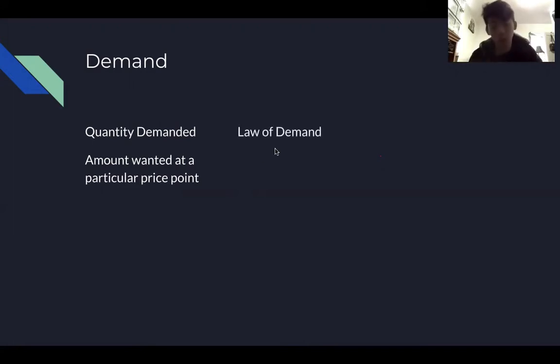Then we have something called the law of demand. The law of demand is actually a pretty simple concept. It describes the shape of how the demand curve is formed from this quantity demanded. It just generally is, as the price goes up, the quantity demanded goes down. It makes sense because if chocolate bars get more and more expensive, I end up buying less and less. On the other hand, if prices go down, then I'm going to buy more and more. So if I go to the store and a chocolate bar is now $1, I can buy more chocolate bars.